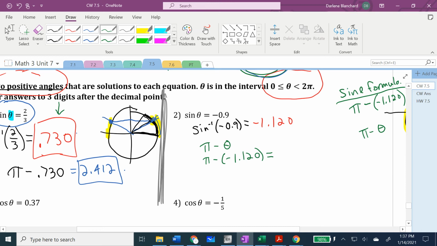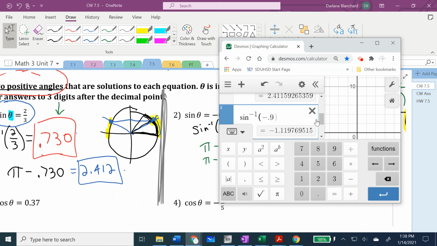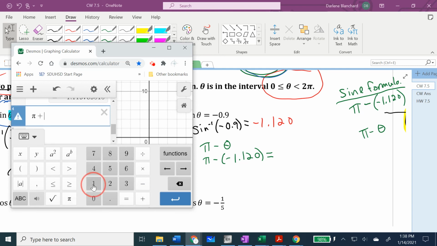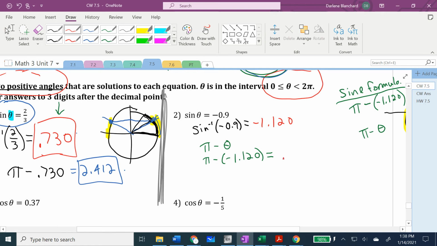And find that number. And I'm going to grab the calculator again. And I am now going to calculate pi. And I'm going to write plus 1.120 equals, oh, wait. And I'm getting 4.261, which rounds up to 4.262.